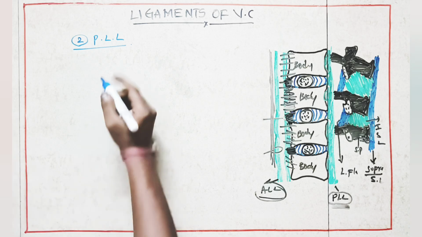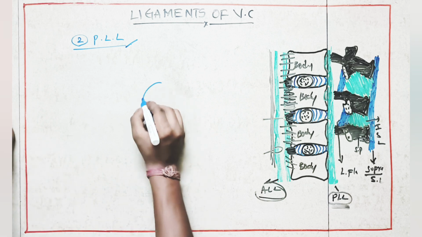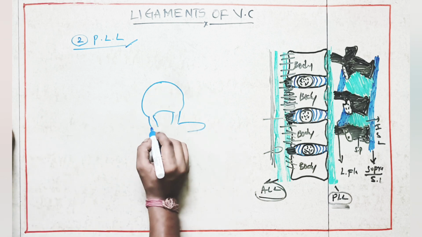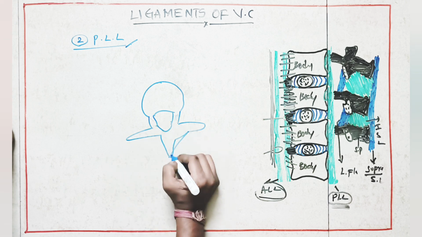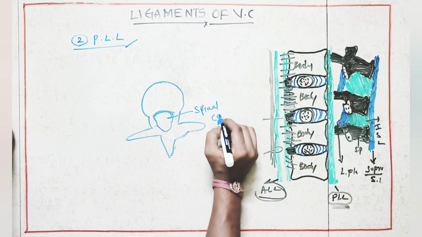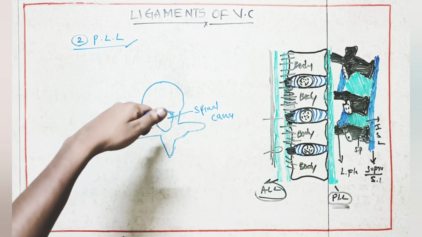Now this is the second ligament, the posterior longitudinal ligament. Suppose we take one vertebra. This is the body of the vertebra. Here we have the pedicle, the transverse process, and the spinous process of the vertebra. This is called the spinal canal, the space where the spinal cord will go.